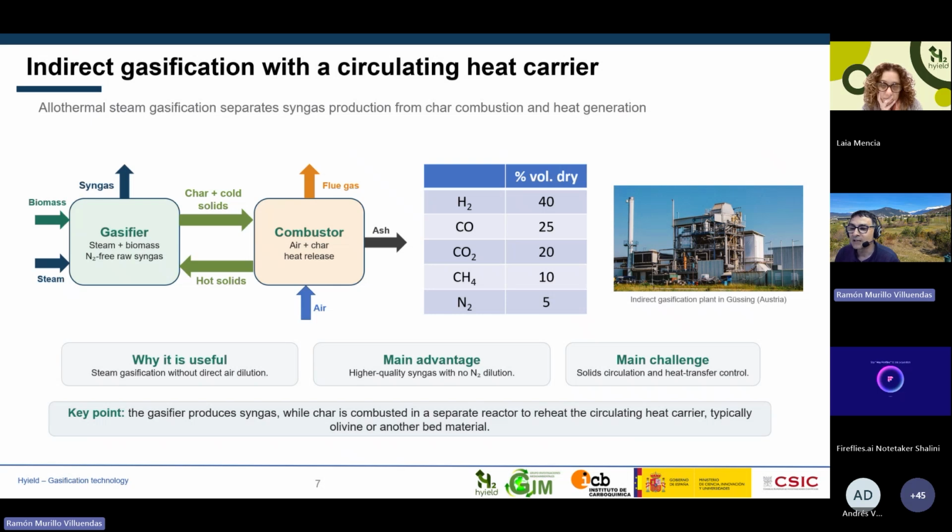The hot solids, typically olivine or another bed material, circulate back to the gasifier and provide the thermal energy needed for steam gasification. A typical dry gas composition for this type of process is around 40% hydrogen, 25% carbon monoxide, 20% carbon dioxide, and about 10% methane, with only a small amount of nitrogen.